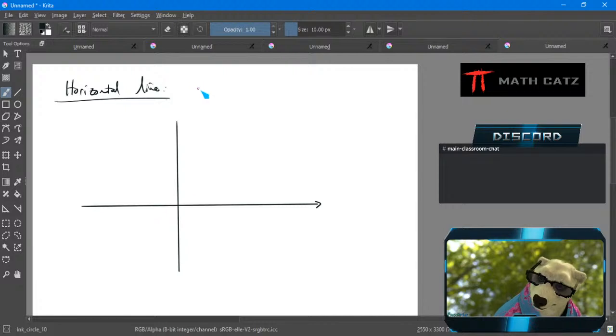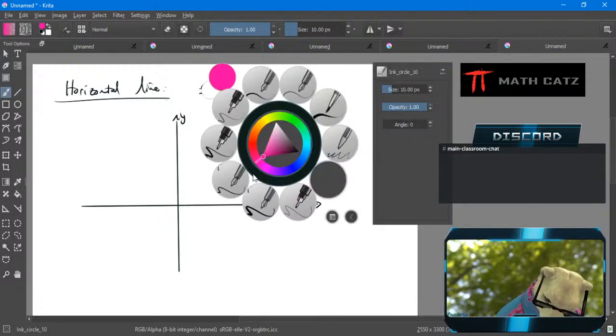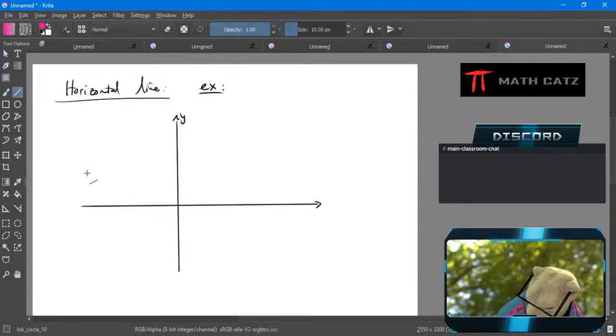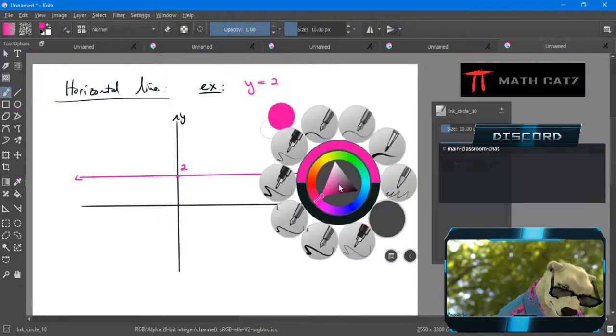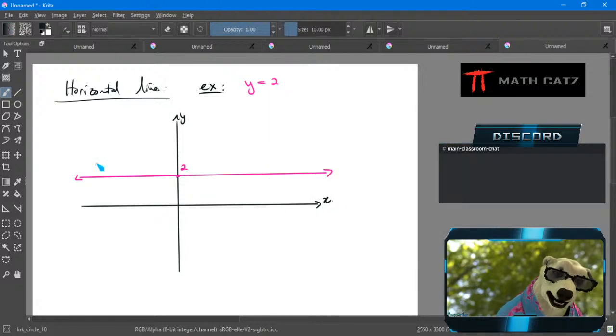It doesn't like horizontal lines. For example, I'm going to make the line first. Let's make it pink or something. Horizontal line goes on forever, let's suppose at 2. What is the equation? The equation is, well, regardless of the x value, y is always equal to 2. You can plug in any x value into this equation. The y value is always 2.